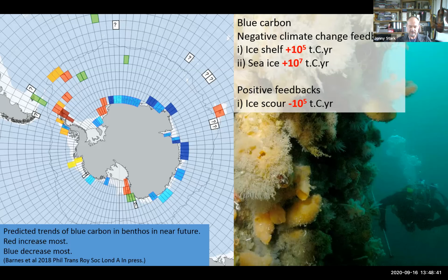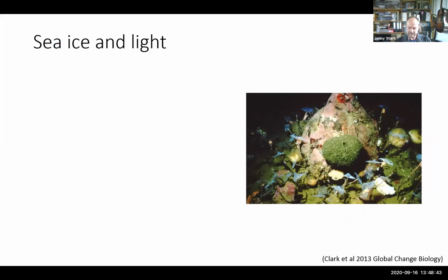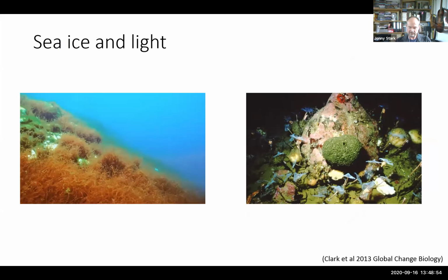So another effect of sea ice on shallow benthic communities is via changes in light reaching the seabed, and Graham's already touched on this. So benthic communities under ice for most of the year are dominated by marine invertebrates, whereas in more open waters, seaweed is dominant. And there seems to be a tipping point where a certain level of light is reached, that you get a shift from one type of community to the other.